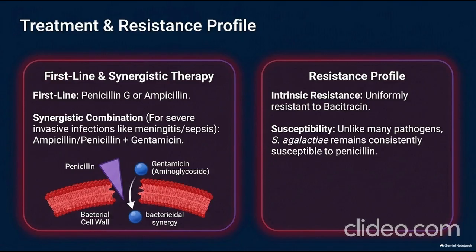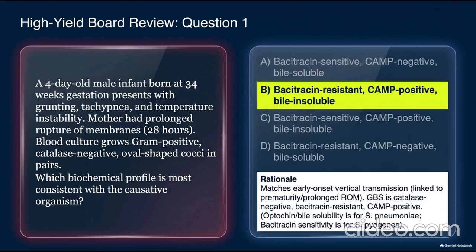Here's the clinical rationale. This baby is presenting with classic early-onset GBS sepsis, which is vertically transmitted and strongly linked to prematurity and prolonged rupture of membranes. Biochemically, GBS is catalase-negative, bacitracin-resistant, CAMP-positive, and bile-insoluble. Option A and D mention bile solubility, which is a characteristic of Streptococcus pneumoniae. Option C mentions bacitracin sensitivity, which is a key marker for Streptococcus pyogenes.